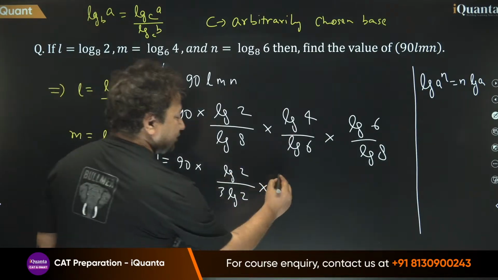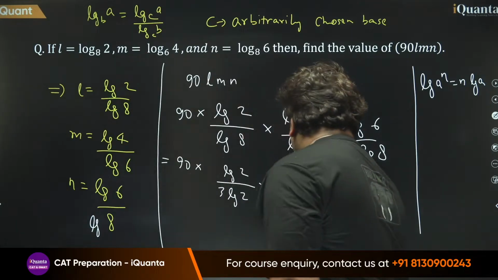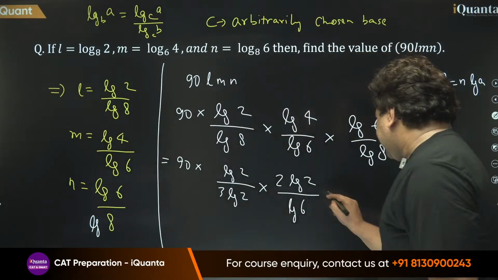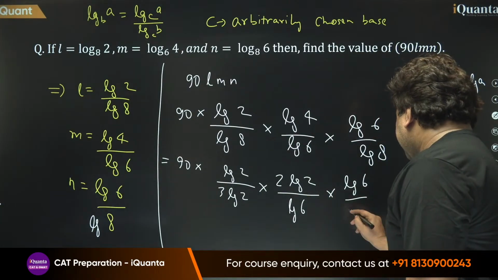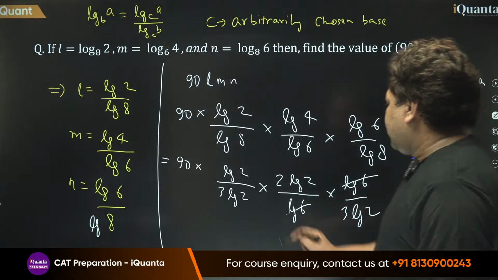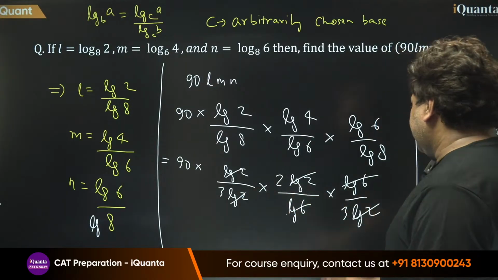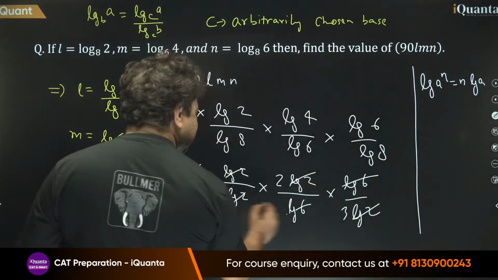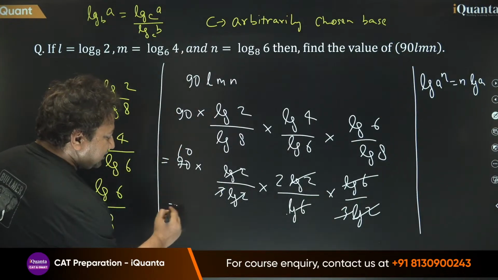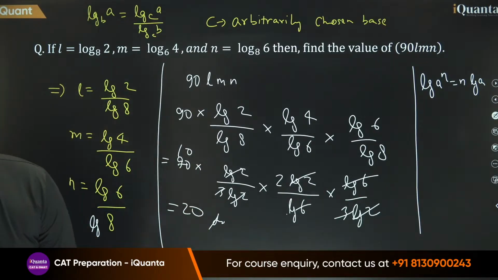Log 4 will be 2 log 2. Log 6, let it stay as it is. It would be log 2 plus log 3, but I can see it gets cancelled out, so there is no need to break it. Log 2 got cancelled, log 2 got cancelled. So we have 2 by 3, 3 times 9 is 10. The answer is 20. Who solved that? Akul and Ayushman solved that. Well done, guys. Next one.